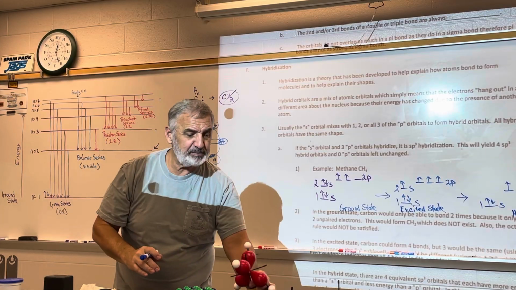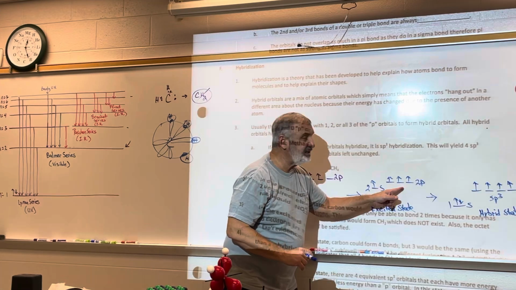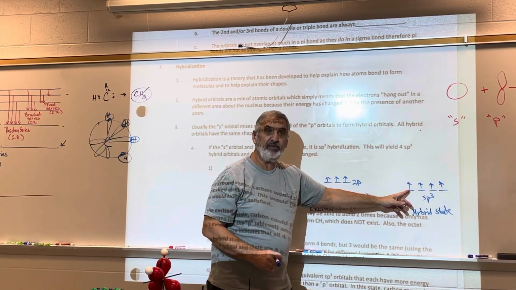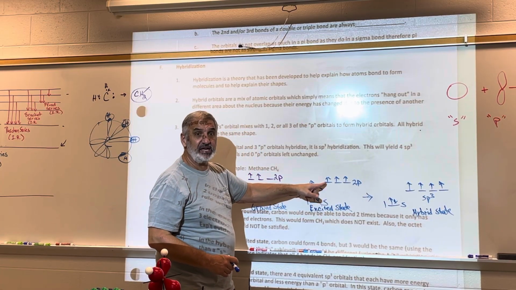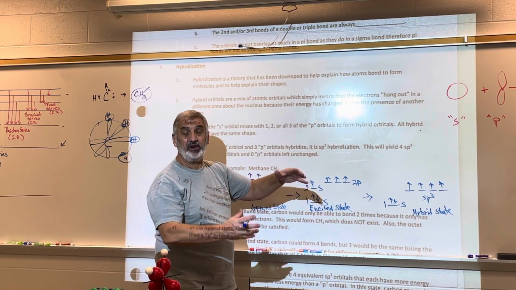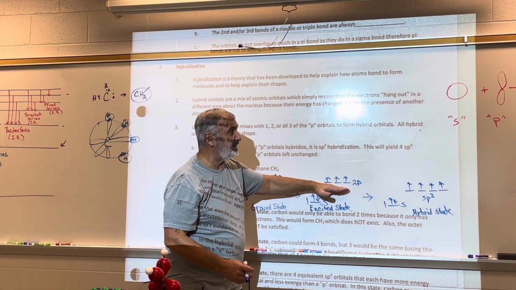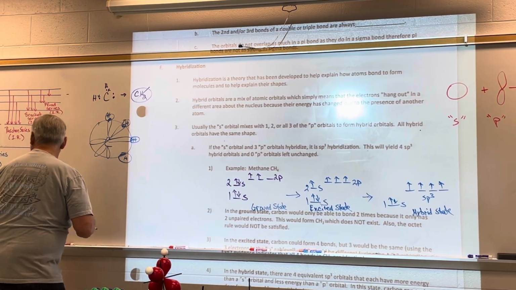Now why is it sp3? Because the s and all 3 of the p's merge together to get 4 equivalent orbitals. They're going to be slightly more energetic than an s, slightly less energetic than a p. They're right in between. They're hybrid orbitals. You've combined the s and all 3 of the p's, and we've gotten 4 equivalent hybrid orbitals.